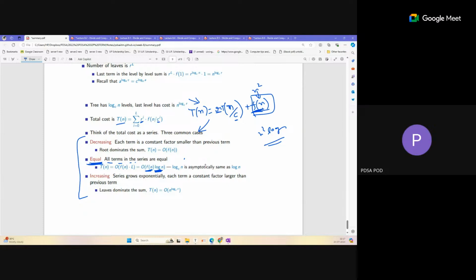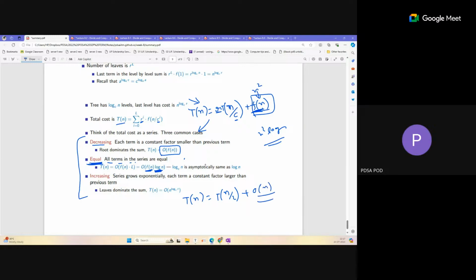Okay, if the number of operations at each level is decreasing, then you can directly write the complexity as big O of Fn. Like the previous case, we have seen that Tn equals Tn by 2 plus order of n.